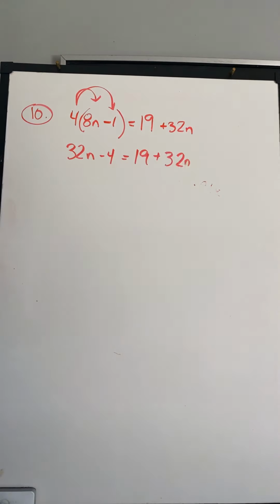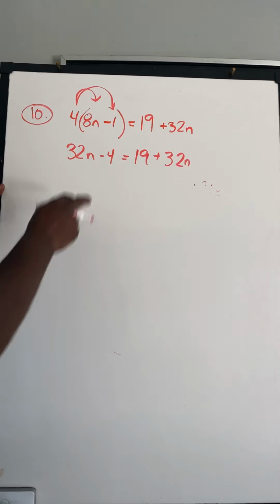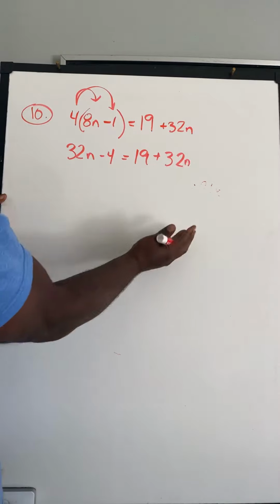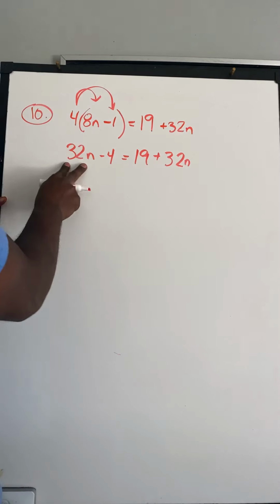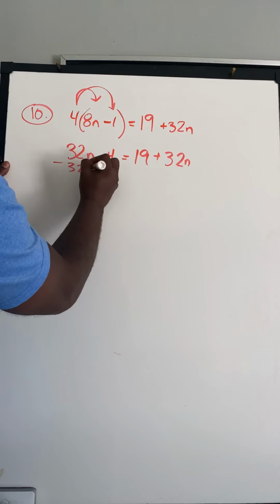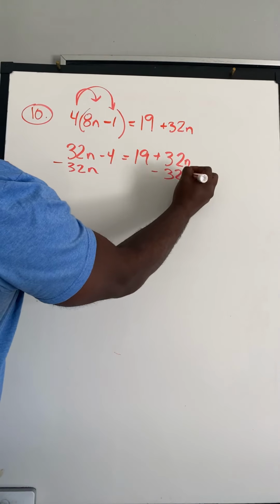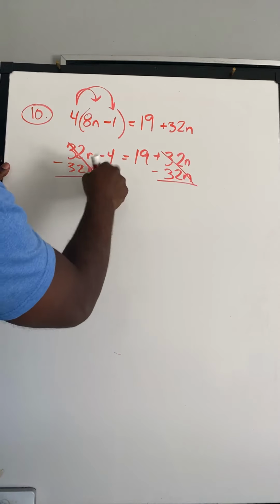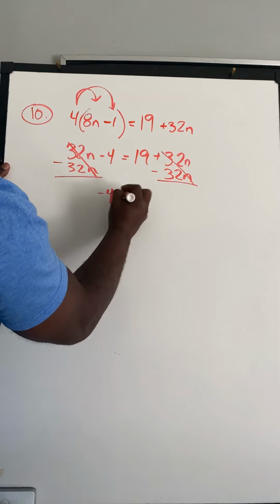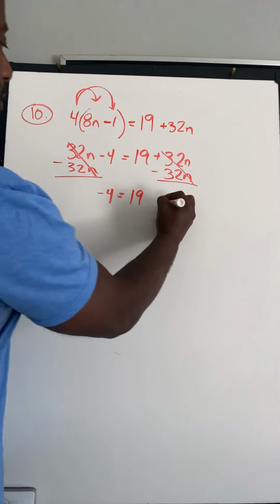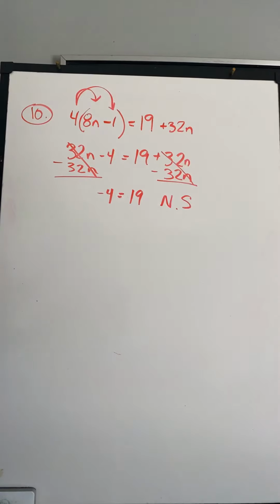You got to start to see the patterns now. You got to be like, okay, look, positive 32n, positive 32n. When I have a positive 32n and a positive 32n, and I got Dodgers and Angels, I know they're going to end up canceling each other out when I move them. It doesn't matter which one I move. Now I'm left with just the negative 4 equals 19. Is that true? No, it is not. No solution. Okay? Let's take a look at number 11 here.